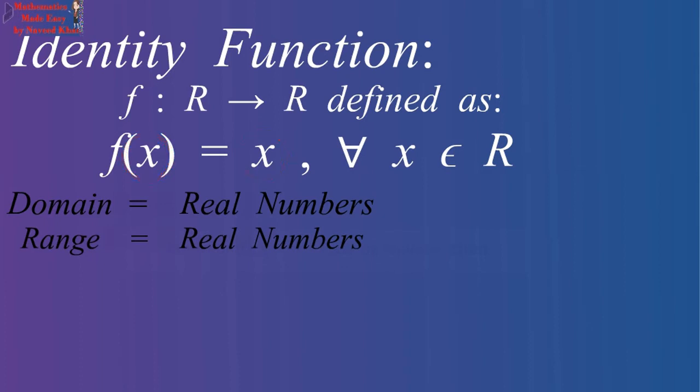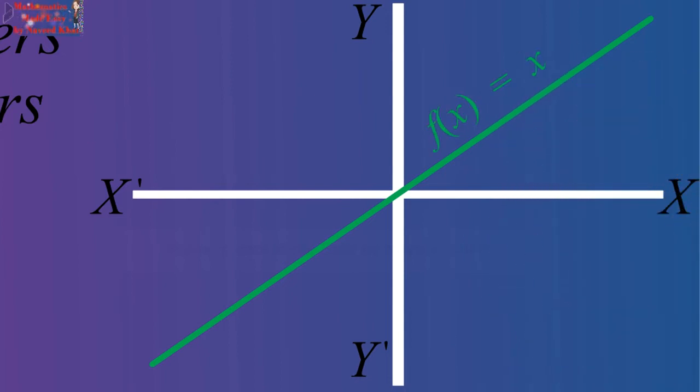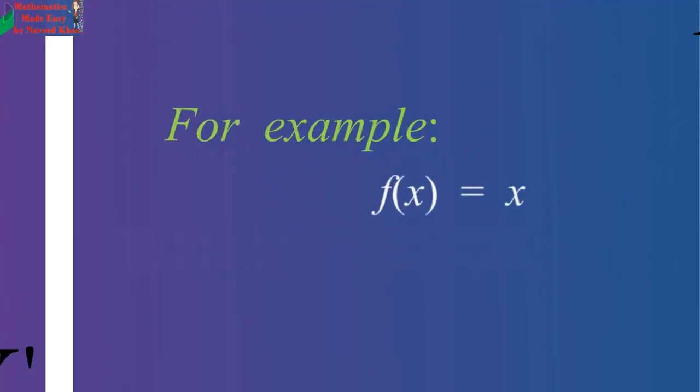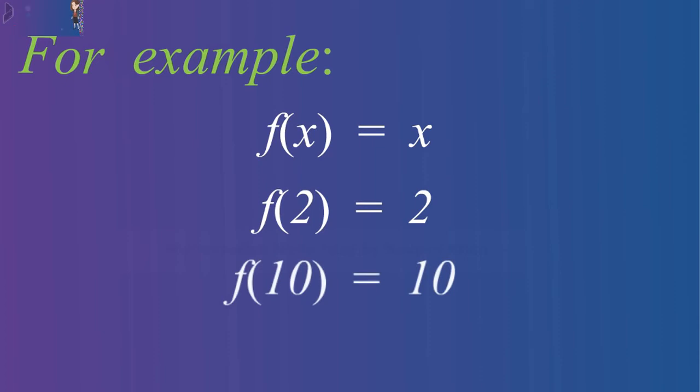The graph of the identity function is a straight line passing through the origin and inclined at an angle of 45 degrees with the x-axis. For example, f(x) = x, f(2) = 2, f(10) = 10. These are all identity functions.